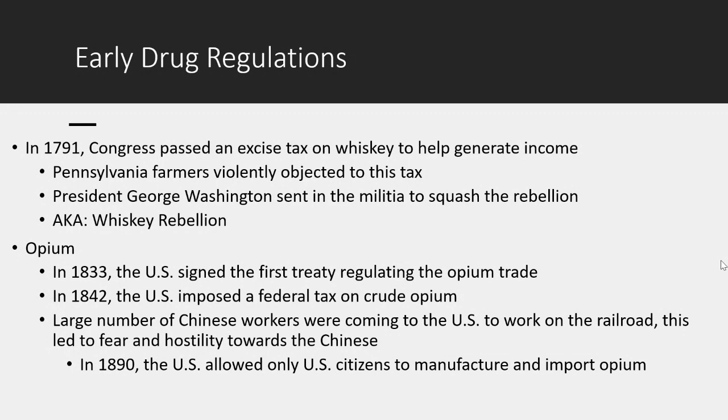Then in 1890, the U.S. only allowed U.S. citizens to manufacture and import opium, as before it was coming in with the Chinese. So you sort of see here the first regulations that really were tied to racism.